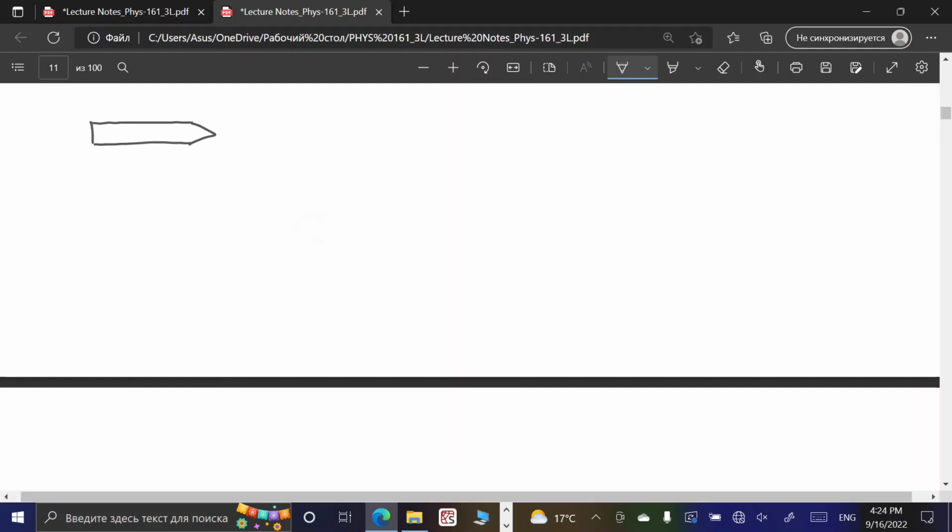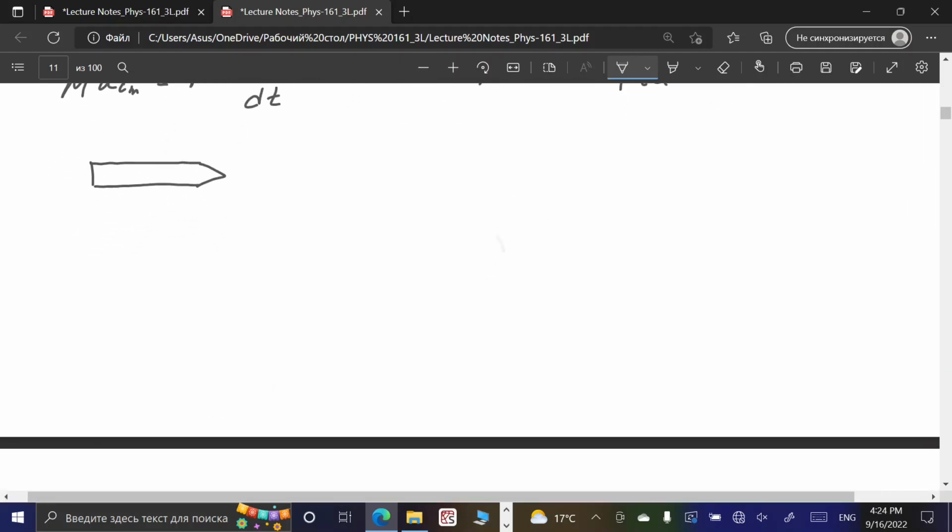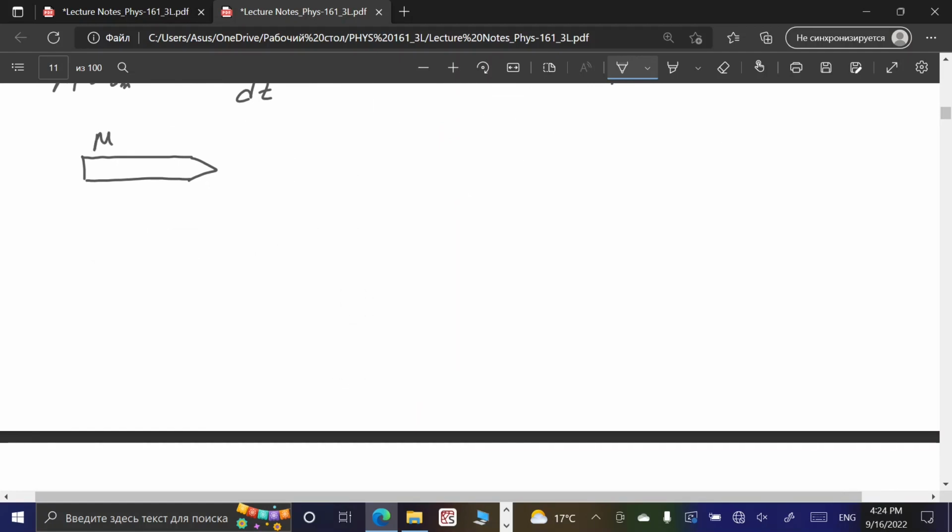Let's try to do it. So we consider some rocket with mass capital M plus delta M. Capital M stands for the mass of the rocket, and we have some amount of fuel which is about to be exhausted. It moves with some velocity v with respect to the ground.